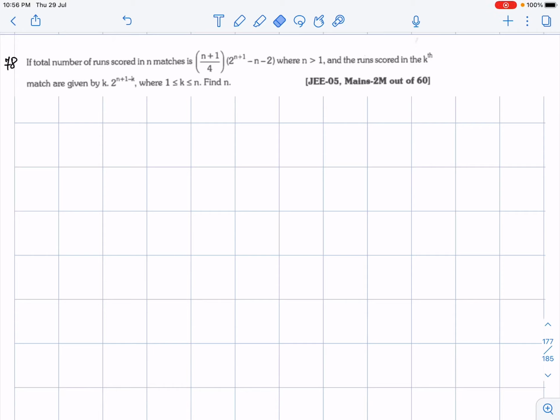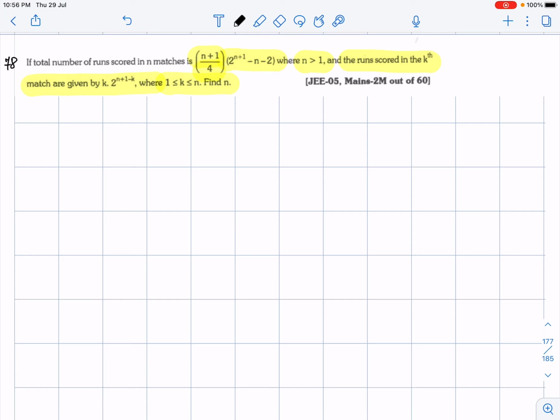So continuing our problem solving series on sequences and series, here I came up with the 78th question written on the screen. If the total number of runs scored in n matches is (n+1)/4 times (2^(n+1) - n - 2), where n is greater than 1, then the runs scored in the kth match are given by k times 2^(n+1-k), where 1 ≤ k ≤ n. They are asking us to find the value of n over here.